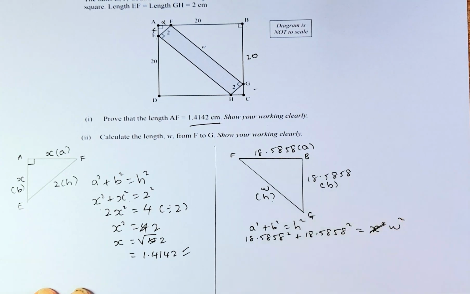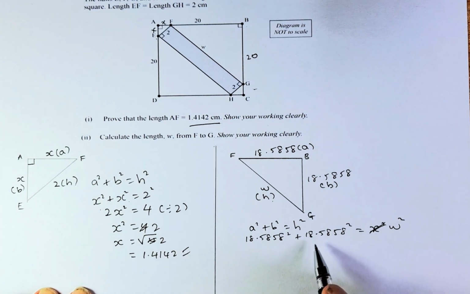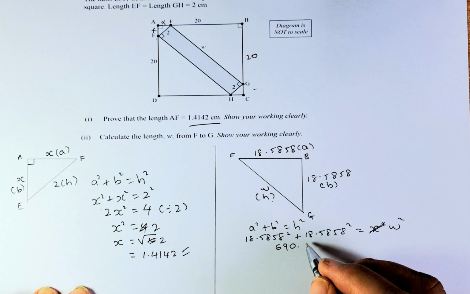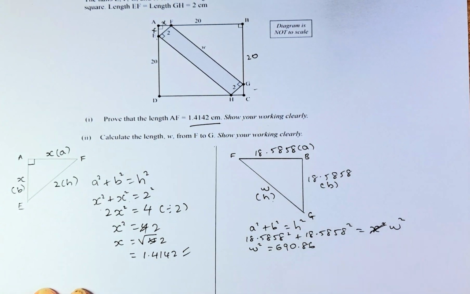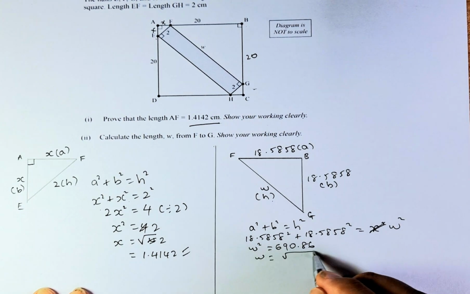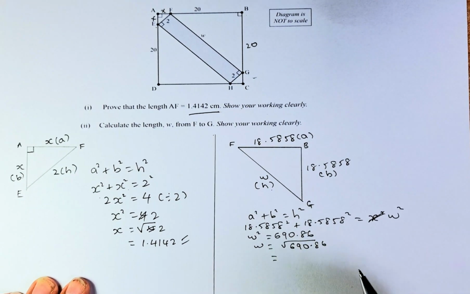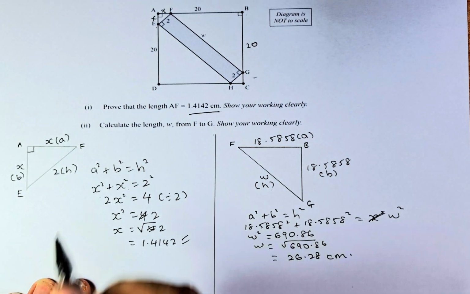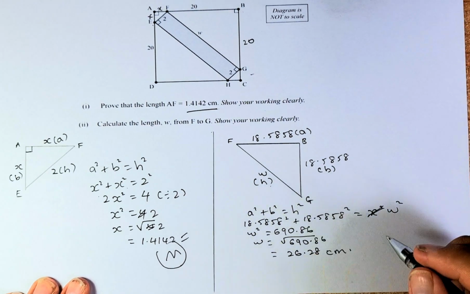We are looking at W squared now. Use your calculator: 18.5858 squared plus 18.5858 squared comes up to a total of 690.86, and that is equal to W squared. We are not interested in W squared, we're interested in W. So we square root the answer of 690.86, and it comes up to 26.28 centimeters. If you get part 1 right, that's a merit in NCEA Level 1, and the second part is an achieve.